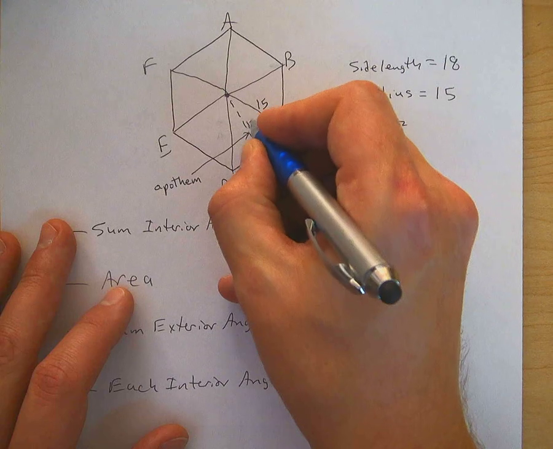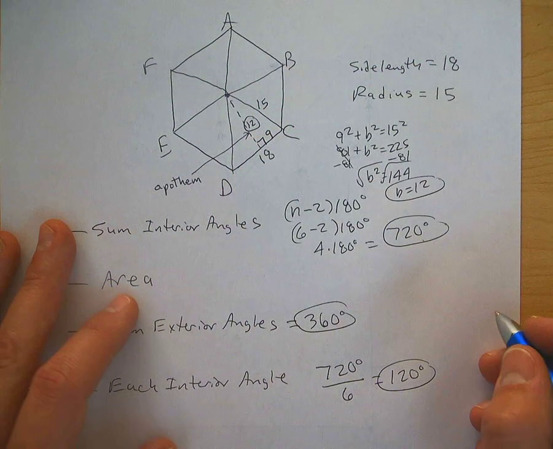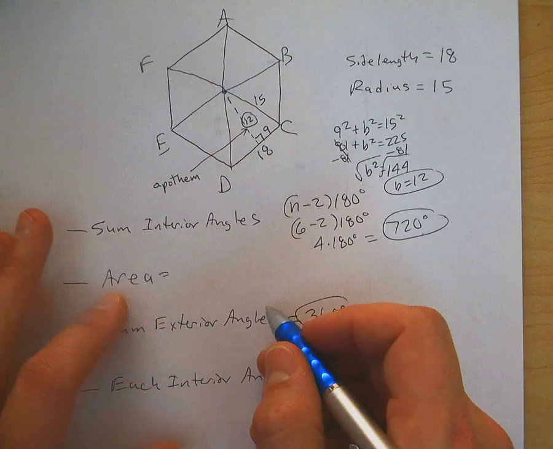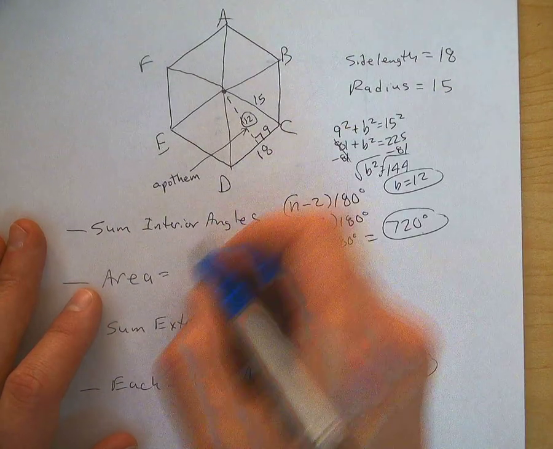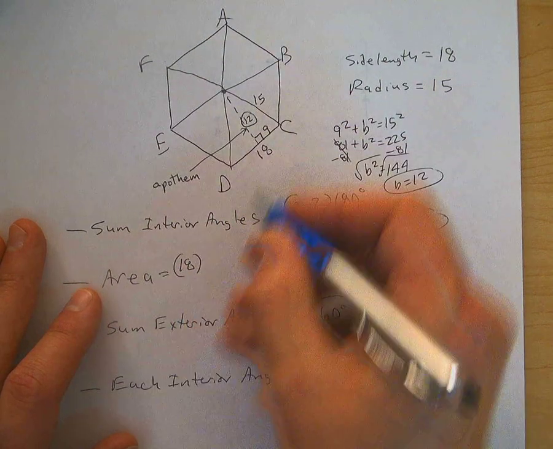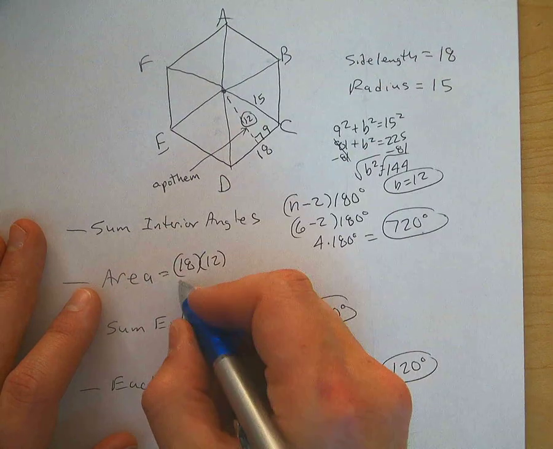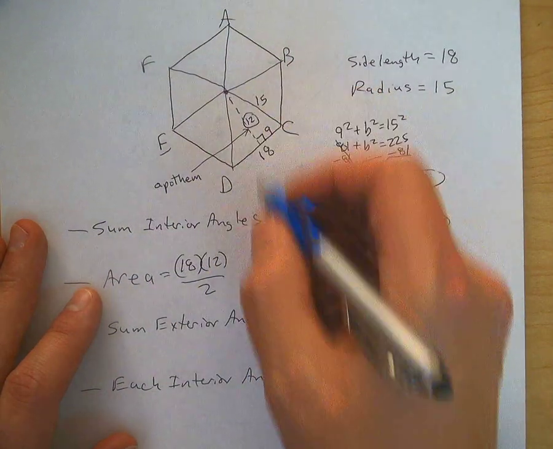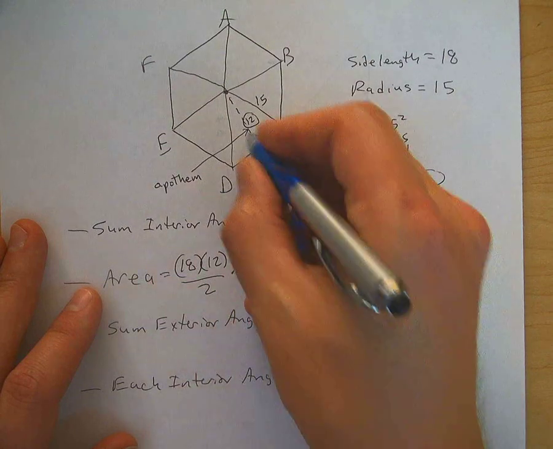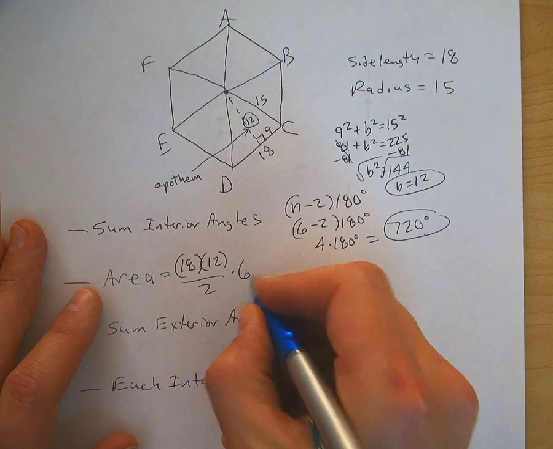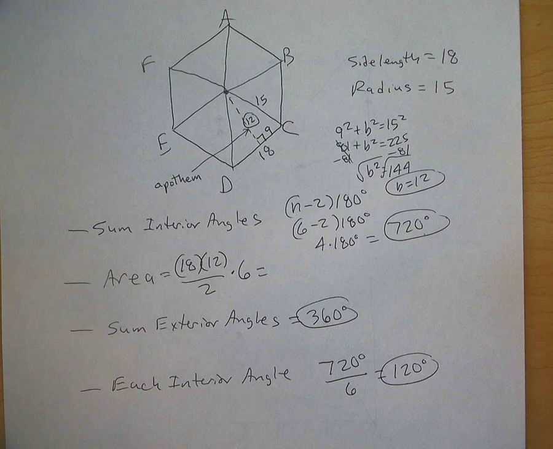So that means this height is 12. Well, to get the area, I have to take the base of the triangle, which is 18, multiply it by the height, which is 12, the apothem, divided by 2, because in a triangle we have to divide by 2. Then I multiply it by 6, because there are 6 triangles, and that's how I get my area.